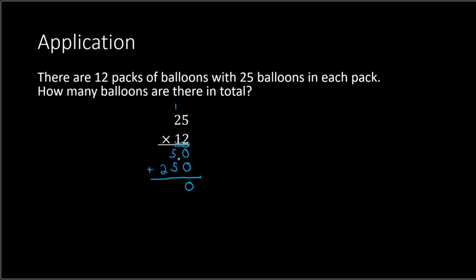0 plus 0 is 0. 5 plus 5 is 10. So we take the 0 from 10 and then carry the 1. Now we have 1 plus 2, which is 3. So your final answer is going to be 300. So that means that in total, we have 300 balloons.